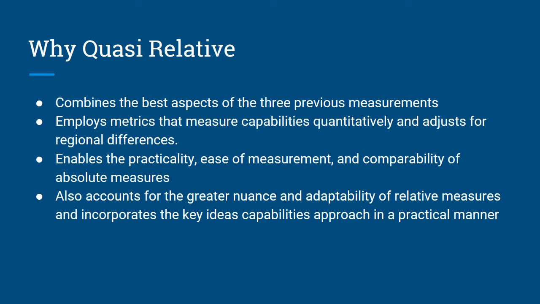As one can see, the three previous approaches to measuring poverty all have their advantages, but also all have serious drawbacks. Thus, it becomes clear why we have chosen the quasi-relative approach to measuring poverty in the United States. The quasi-relative approach combines the best aspects of the three previous measurements by employing metrics that measure capability quantitatively while adjusting for regional differences. This enables the practicality, ease of measurement, and comparability of absolute measures while also accounting for the greater nuance and adaptability of relative measures. It also incorporates the key ideas of the capabilities approach in a practical manner.